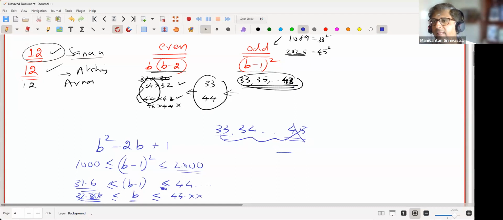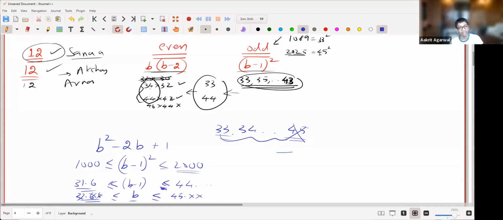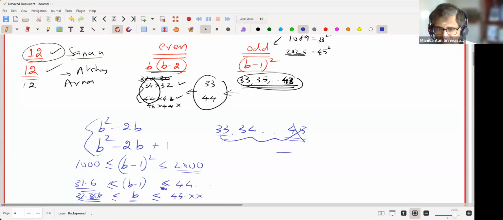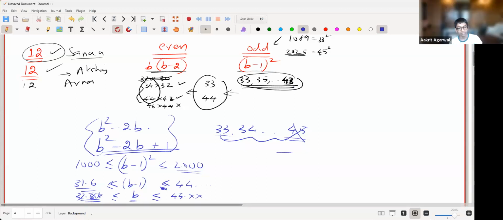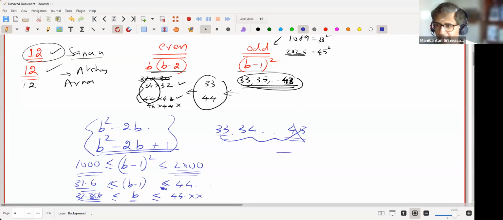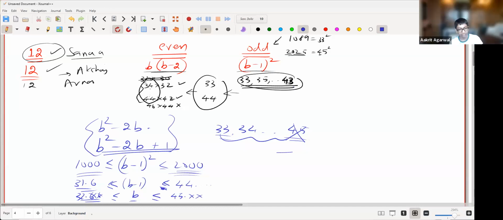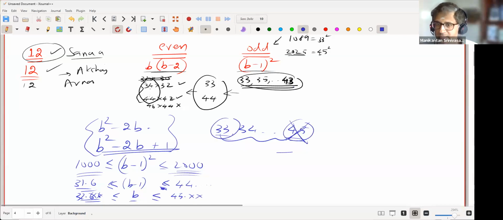Does it make sense, Akrit? Sir, but how can we just ignore the b square minus 2b? Like, I didn't understand, because both will have different ones. The two expressions are fairly close. They're just off by 1, either b square minus 2b or plus 1. So I'm looking at numbers like 1000 and 2000, so one here or there does not matter much. Anyway, I'm going to check the boundary conditions once anyway. Like I checked 45 by hand, it did not work. I would check 33 by hand, it works. And therefore, I will conclude from 33 to 44.